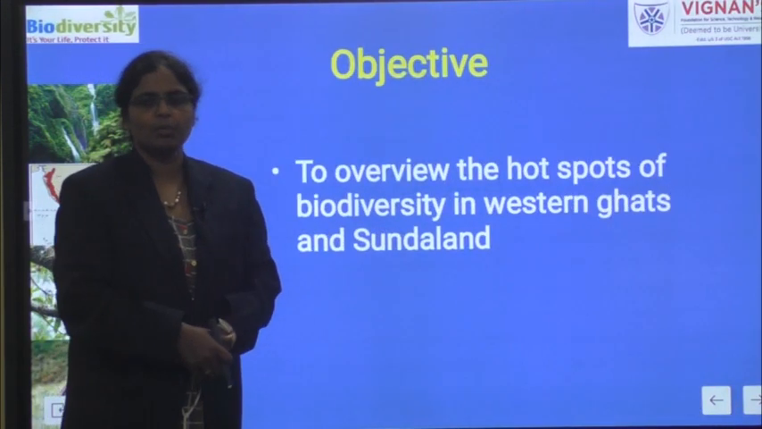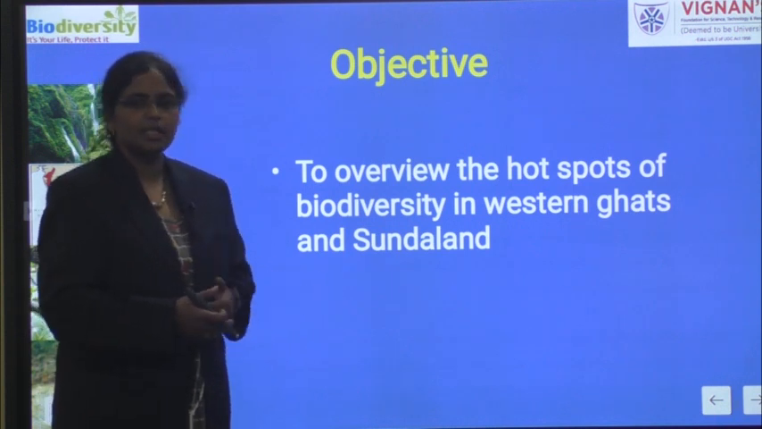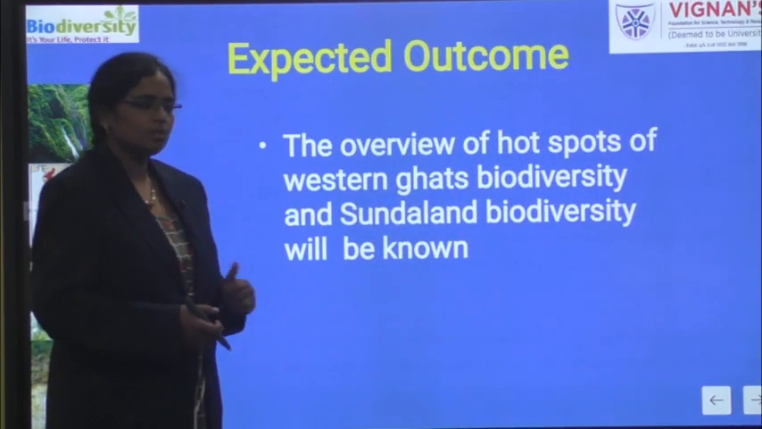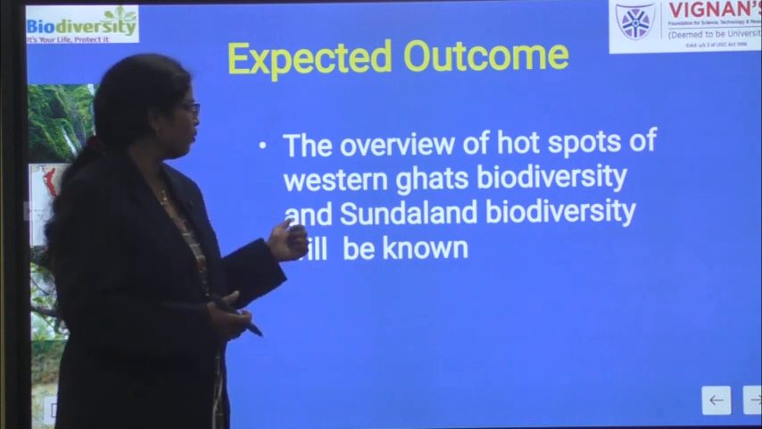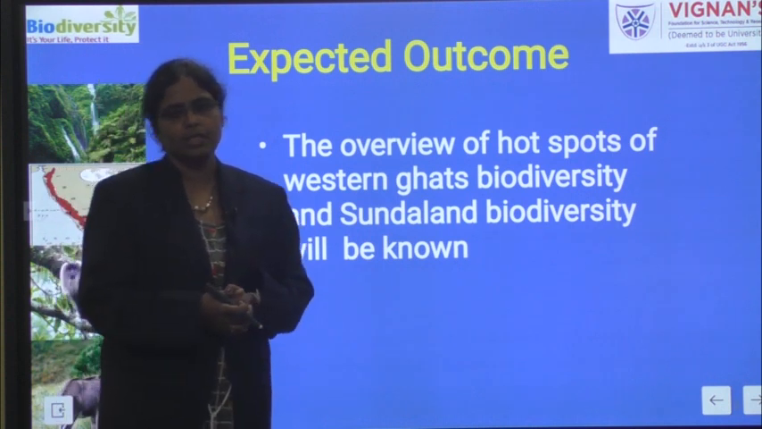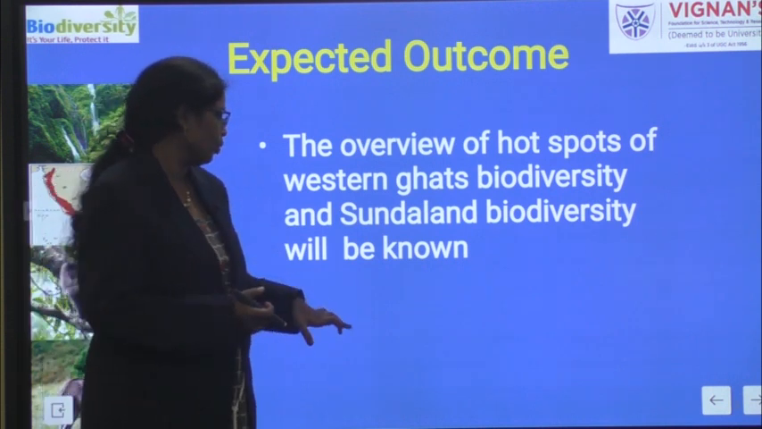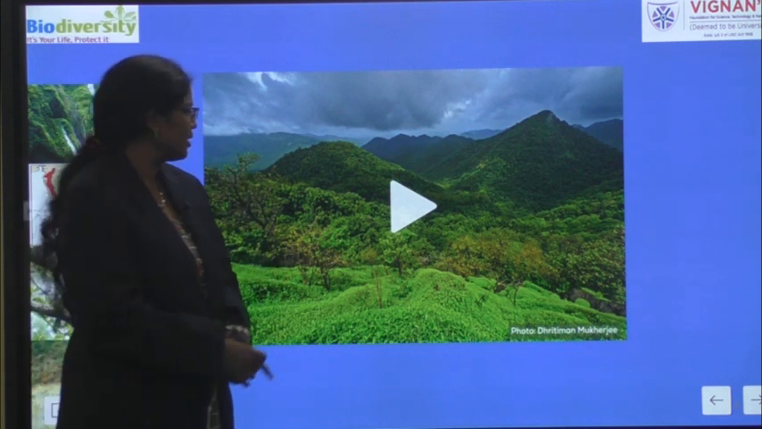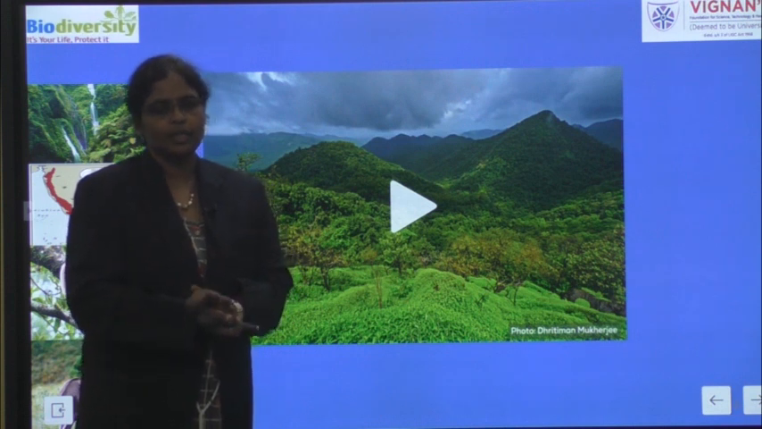The objective of this topic is to overview the hotspot regions of biodiversity in Western Ghats and Sundaland. After going through this topic, the expected outcome from students is that the overview of hotspots of biodiversity in both Western Ghats and Sundaland will be known. Before going through the introduction, we will see the video animation that describes various Western Ghat hotspot regions in Western India.